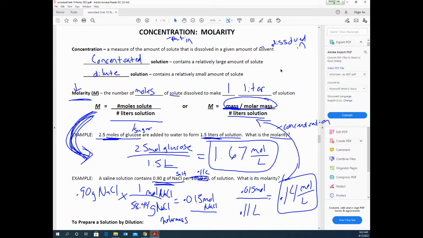So that's all we're going to do today. We're going to practice how to do the dilution problems tomorrow, which are also pretty simple. So the only math in this unit is just dividing, pretty much, multiplying, dividing.